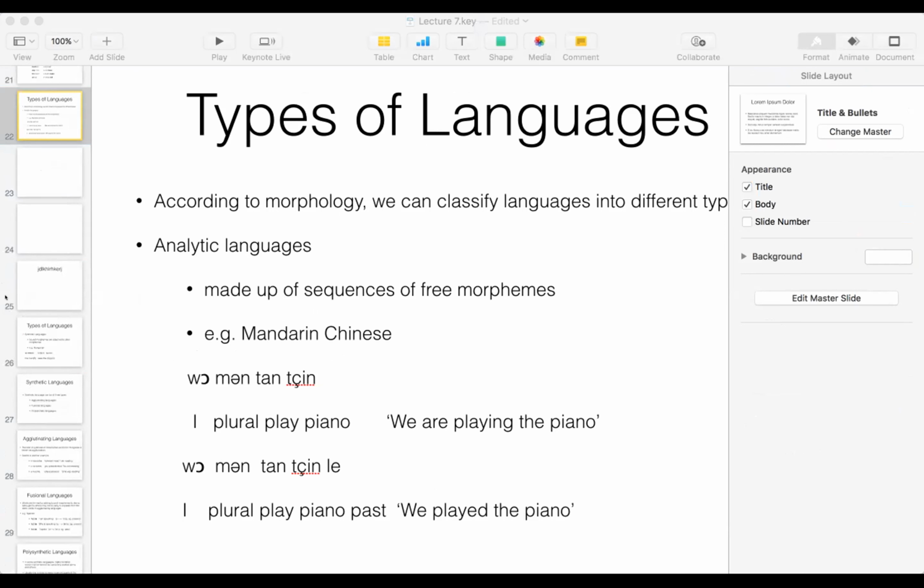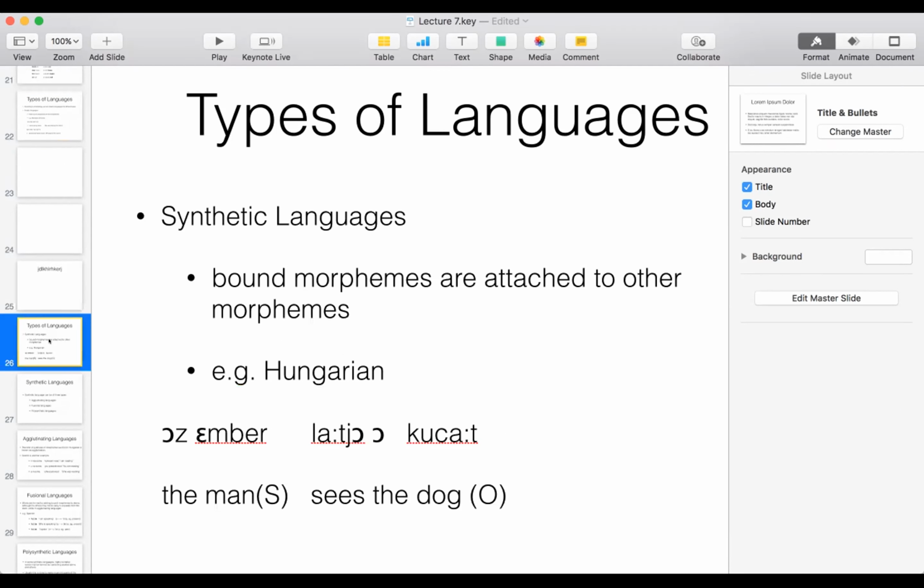Okay, so let's go into the next kind of language, which is the synthetic language. So we talked about the analytic language where you have free morphemes, and then synthetic language. So here is an example of Hungarian. You can see there are bound morphemes that are attached to other morphemes, like the man singular or the dog with object marking. It is attached to the word, so it creates one word, a complex word, but for all purposes, this is an example of 2 morphemes attaching to create a bigger word.